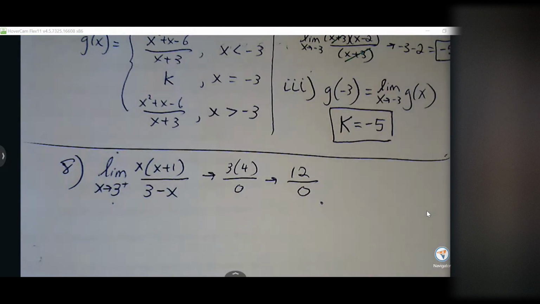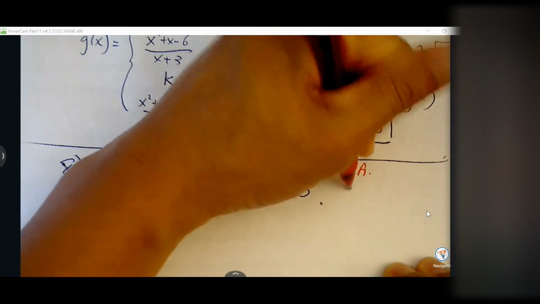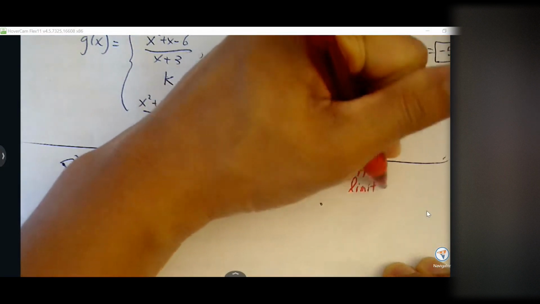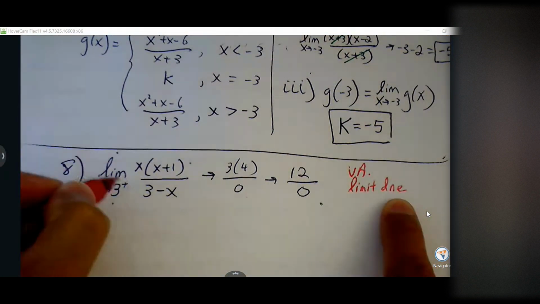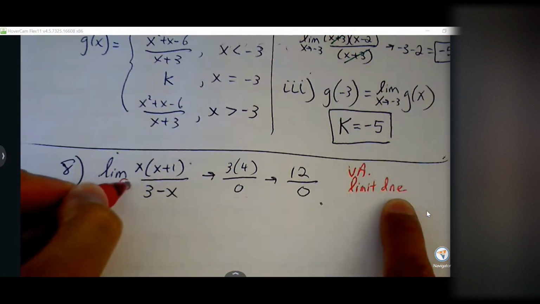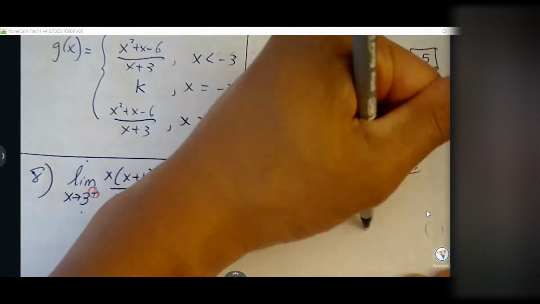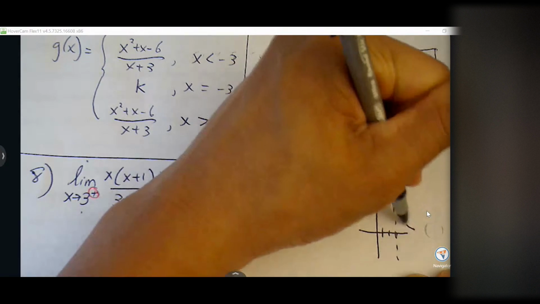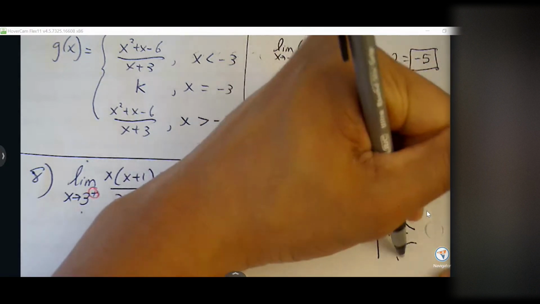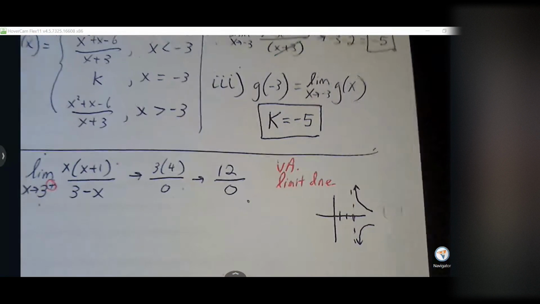There's a vertical asymptote. We know that the true limit does not exist, but then we look back at the problem and realize it's not asking for the true limit. It's only asking what's happening as we approach that asymptote. And if you're trying to approach an asymptote, there's only two things the graph can do. It's either going to go up to positive infinity or down to negative infinity.